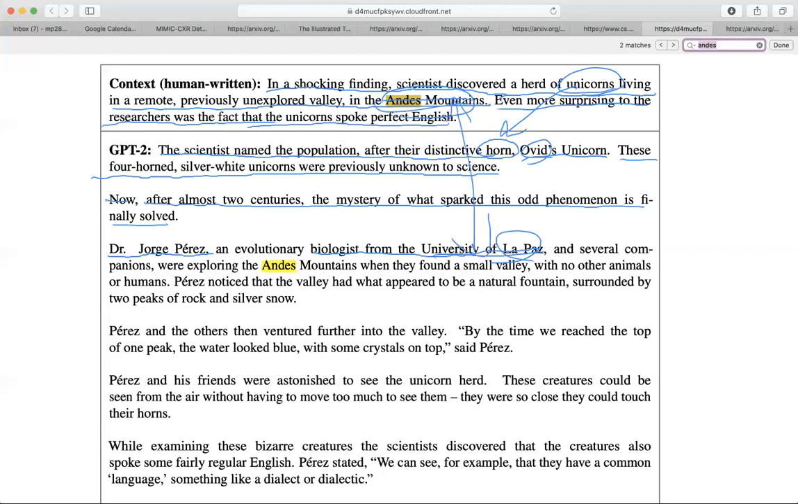Perez and several companions were exploring the Andes Mountains, here, consistent, when they found a small valley with no other animals or humans. Perez noticed that the valley had what appeared to be a natural fountain surrounded by two peaks of rock and silver snow. Perez and the others then ventured further into the valley. By the time we reached the top of one peak, the water looked blue with some crystals on top, said Perez. So everything about Perez is all consistent, the same name is used consistently.